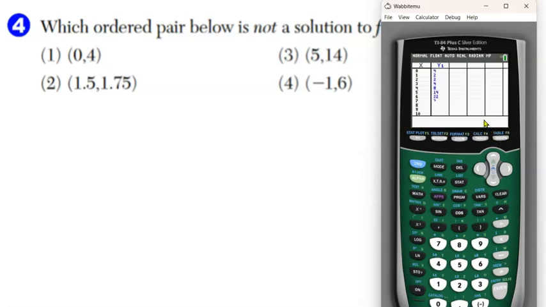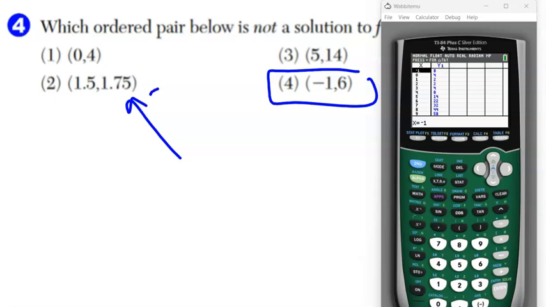Now when I look at my table, I see that 0, 4 is a solution. I see that 5 and 14 are a solution. I see that -1 does not match with 6. It actually matches with 8. So it's looking like this one is not a solution, but how do I check that one? It's not in the table.